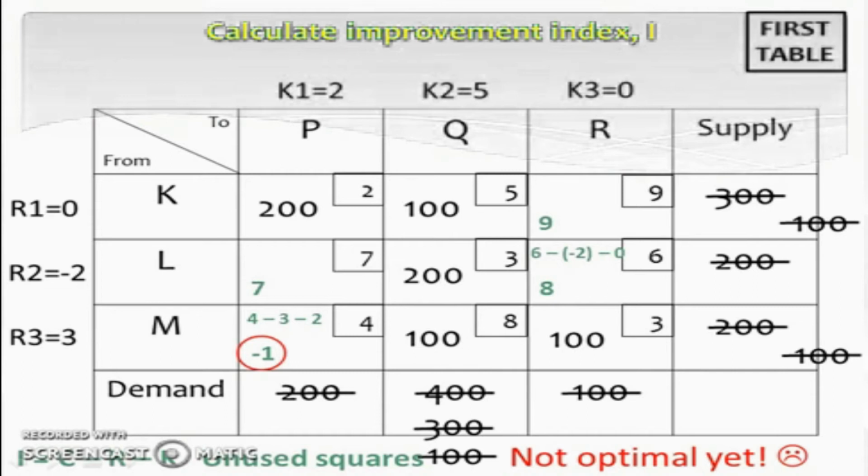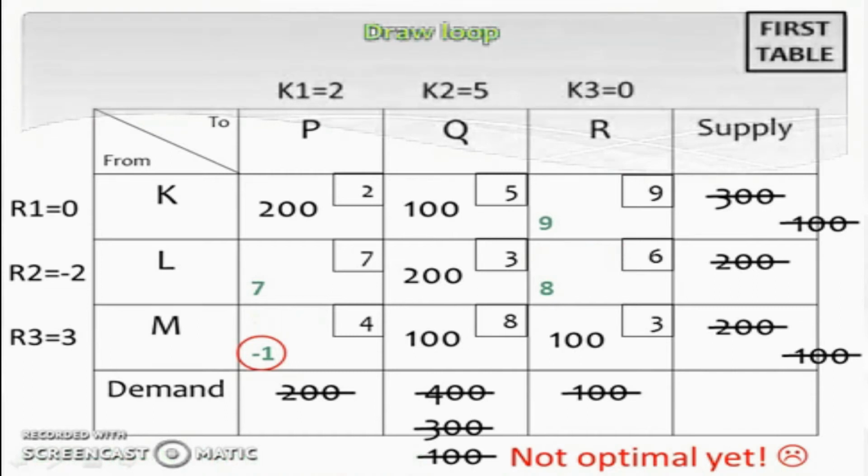Therefore, we need to draw a loop. To make a loop, we need to draw a moving rectangle wherein we will land on the used squares that contain values. We will begin by putting a plus sign on this square and then move to the right and make a stop. Put a negative sign. Then we will go up and make a stop. Put a positive sign. Then we will go to the left and make a stop and then put a negative sign. And then we will go back to our origin, and now we have drawn a loop.